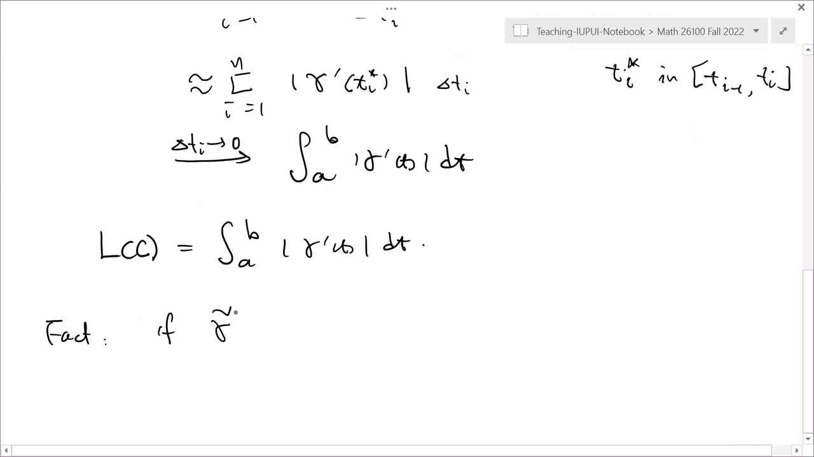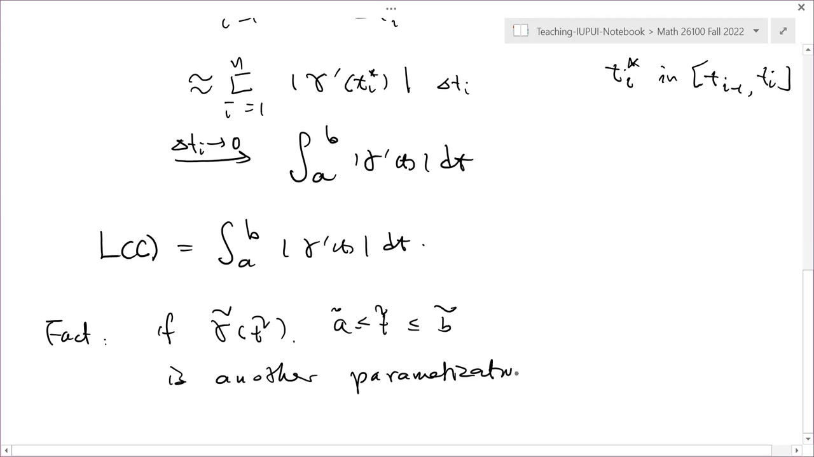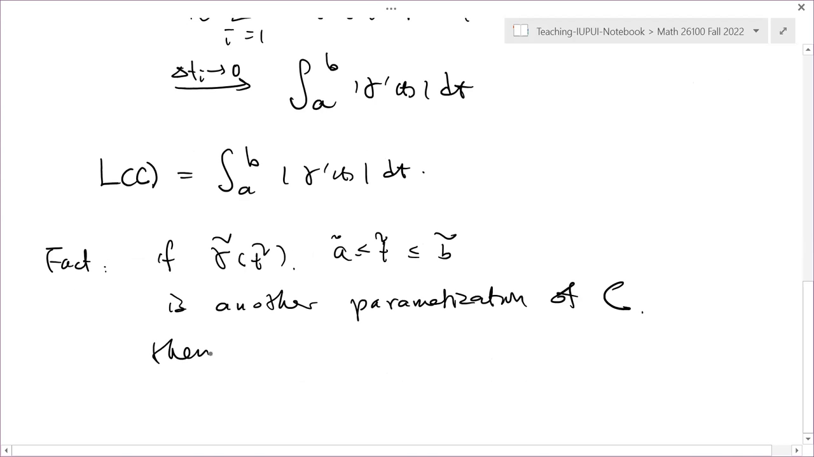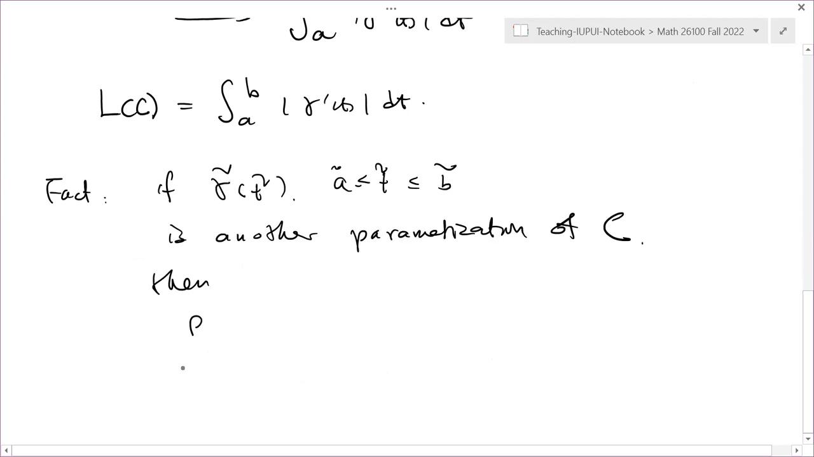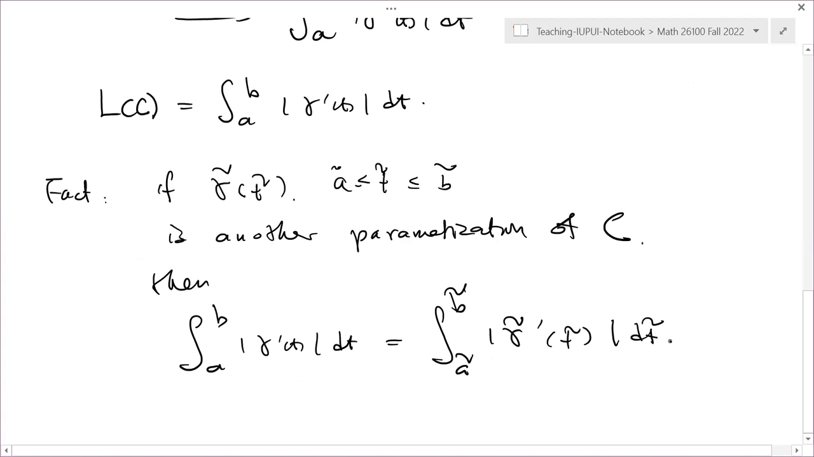So if gamma tilde of t tilde is another parametrization of C, the orbit, then we have this identity in calculus. This is called the substitution, in other words: a tilde, b tilde, gamma tilde prime, c tilde, d tilde. So no difference if we integrate.